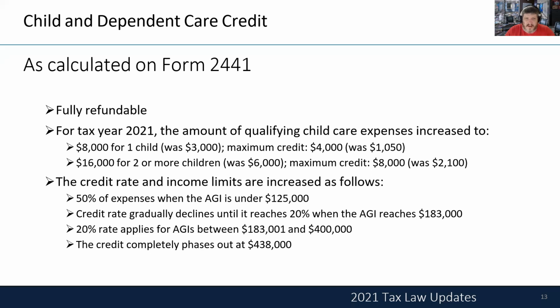Now, keep in mind, like child care, the child and dependent care credit for the majority is going to be dependents who are under age 13. So keep that in mind as well. Okay, so that's good.